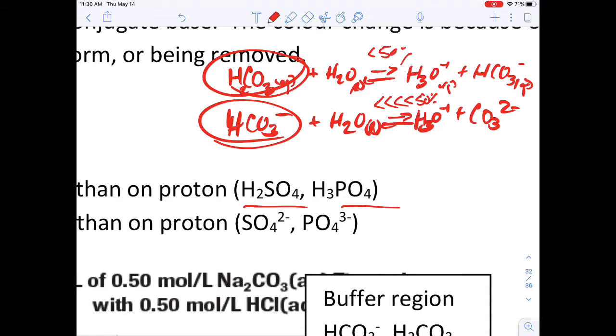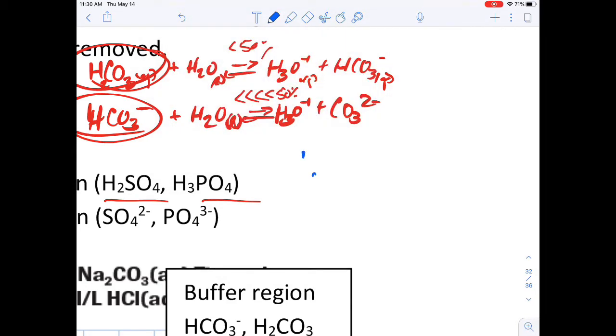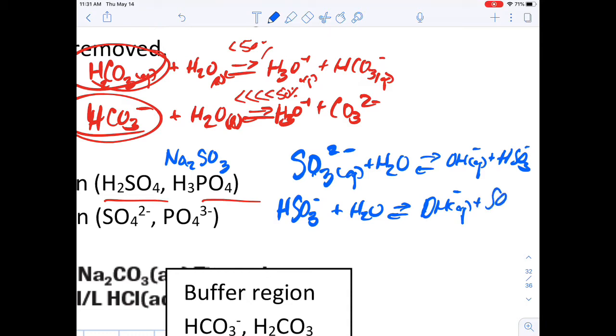A polyprotic base, on the other hand, would be something like SO3 2-. So we could get that from sodium sulfite. And the sulfite ion, when it reacts with water, will make a hydroxide ion and a hydrogen sulfite. And then the hydrogen sulfite can react with water to make another hydroxide and a sulfurous acid molecule.